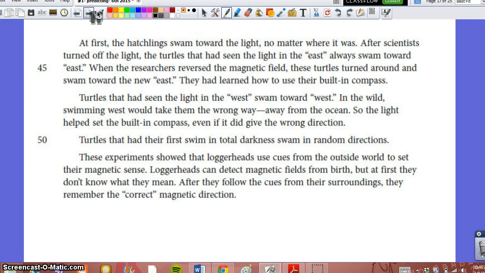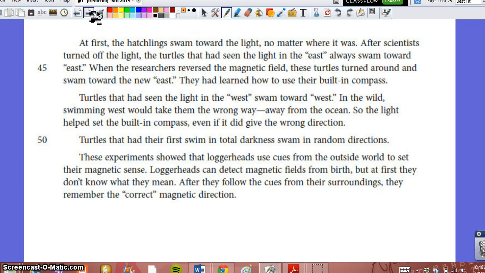At first, the hatchlings swam toward the light no matter where it was. After scientists turned off the light, the turtles that had seen the light in the east always swam toward east. When the researchers reversed the magnetic field, these turtles turned around and swam toward the new east. They had learned how to use their built-in compass. Turtles that had seen the light in the west swam toward the west. In the wild, swimming west would have taken them the wrong way, away from the ocean. So the light helped set the built-in compass, even if it did give the wrong direction.